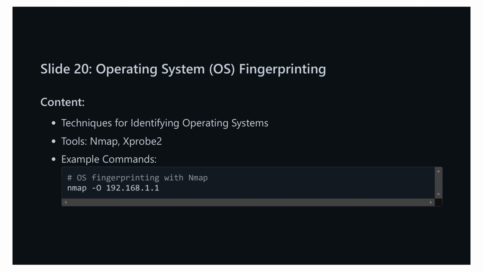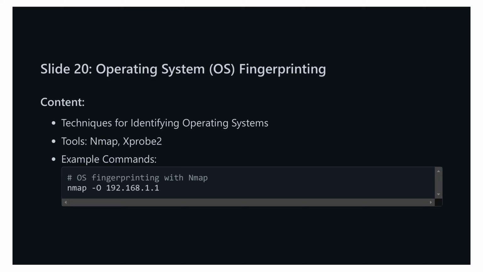Two, Nmap, one of the most powerful and widely used tools for OS fingerprinting. It sends a series of probes to the target and analyzes the responses to determine the OS. Three, Xprobe2, another robust tool focused on OS fingerprinting, which also uses ICMP probes to identify the operating system. Here's an example command for OS fingerprinting using Nmap. nmap -O 192.168.1.1. This command initiates an OS discovery scan on the specified IP address. The -O option triggers the OS detection process, where Nmap sends various probes to the target to discern the operating system based on the responses.